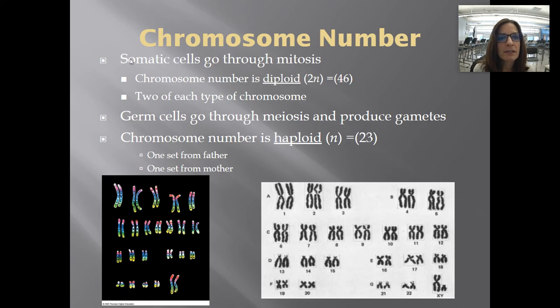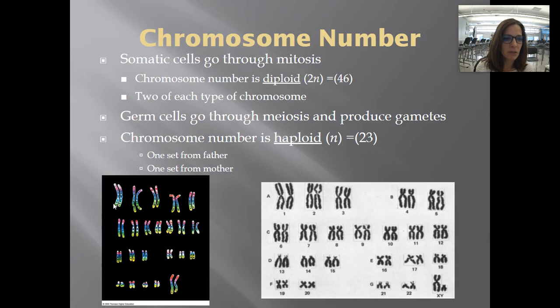Okay, chromosome number. Another vocab word is somatic. Somatic cells are regular cells in your body. So you have somatic cells and you have sex cells. Somatic cells are like your skin cells or your eye cells or your hair cells. Somatic cells go through mitosis, and the chromosome number is what's called diploid. Di means 2. So 2N is how we refer to it. And in humans, we have 46 chromosomes, so 2 of each type of chromosome, because remember you get 1 from mom and 1 from dad.